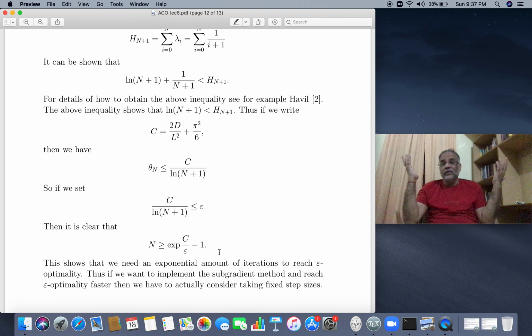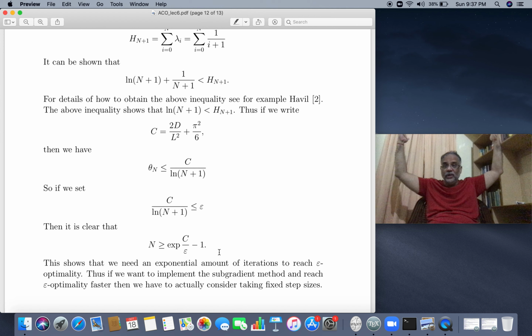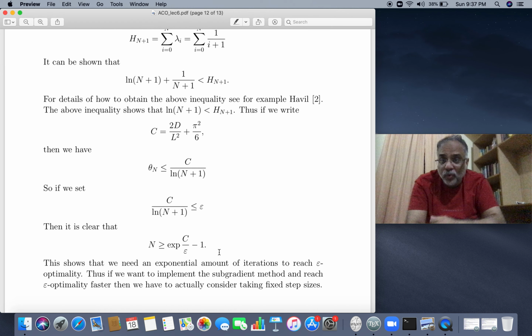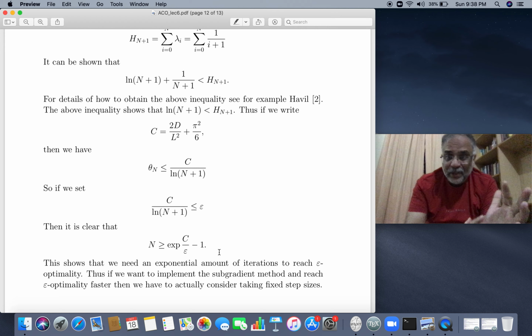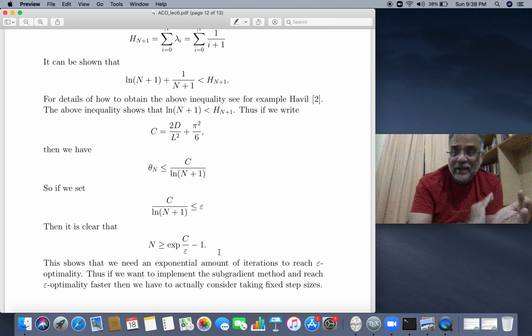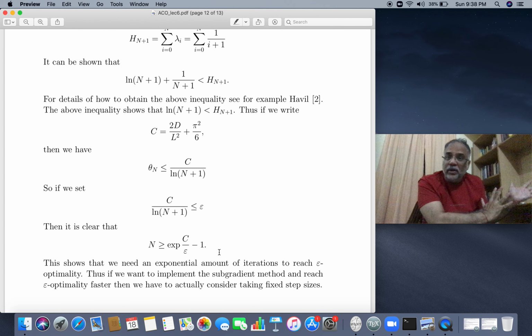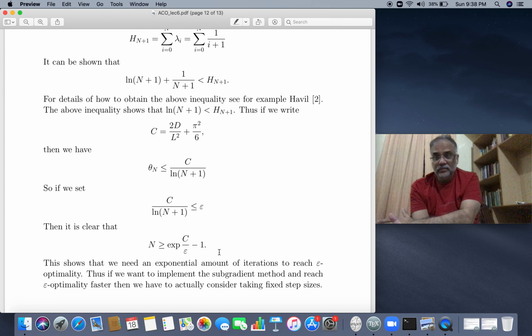It's a huge number of steps because c is large and epsilon is small, then c by epsilon is large, and you have to keep on just doing things. Exponential number of steps are required. That is not true when you have taken a constant step size. So when you are implementing something so that you reach epsilon optimality in fewer steps, those step lengths may not be the same as the one you needed for convergence.